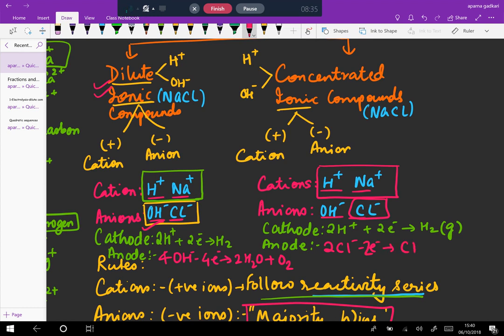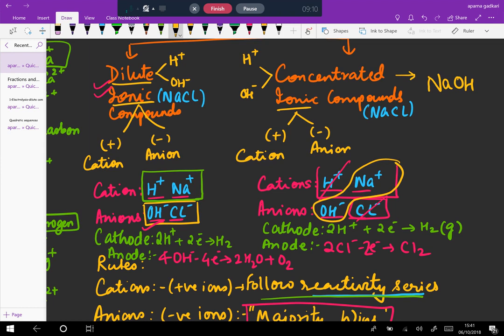Now as you can see, at the cathode and the anode we have hydrogen and chlorine being liberated. That means for concentrated NaCl I'm talking about. So if you cancel the H plus ions and the Cl minus ions, what happens to the electrolyte? The leftover electrolyte is nothing but NaOH. So from being concentrated ionic compound, the electrolyte changes to being sodium hydroxide. So this is the change to the electrolyte.